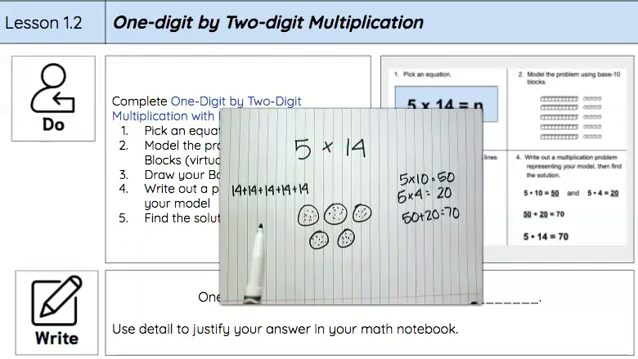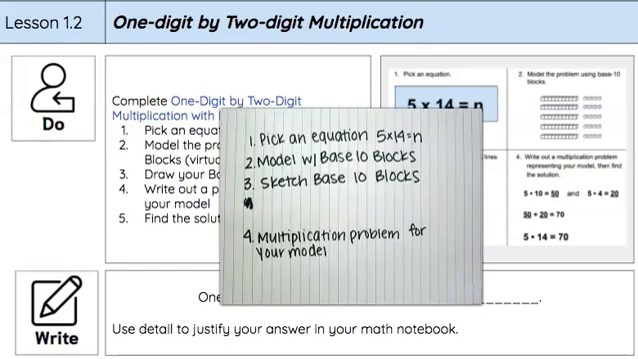There are many ways you could have solved this problem. You could have used repeated addition to add 14 5 times. You could have put your 14 in 5 equal groups. Or finally, you could have even multiplied 5 times 10, which is 50, then 5 times 4. So you decompose 14 into 10 and 4, and then add the 2 to get 70. We're going to do something very similar to this strategy today using base 10 blocks.